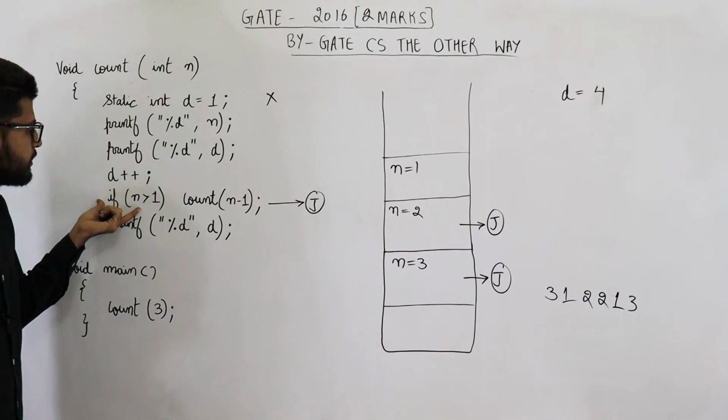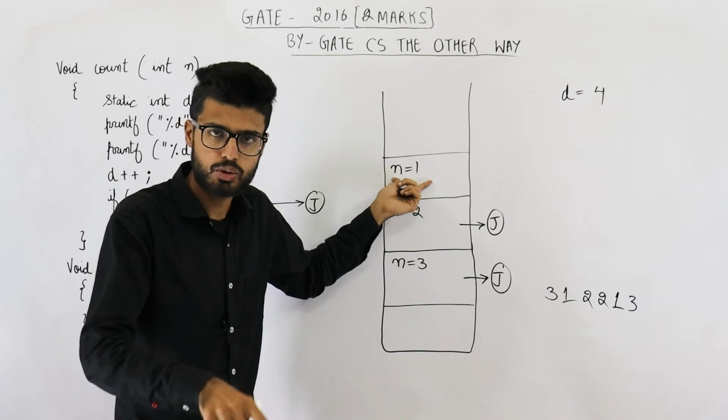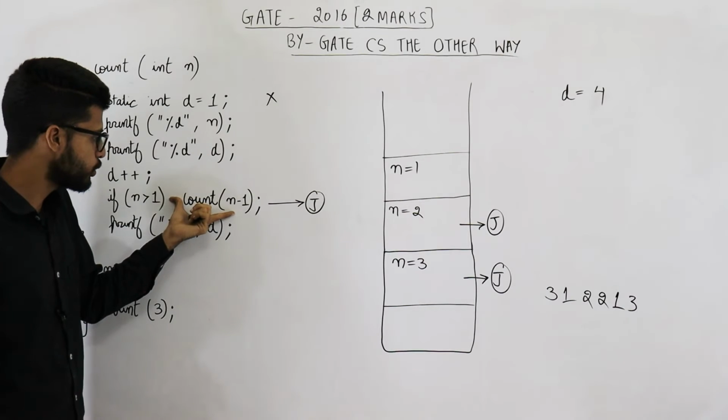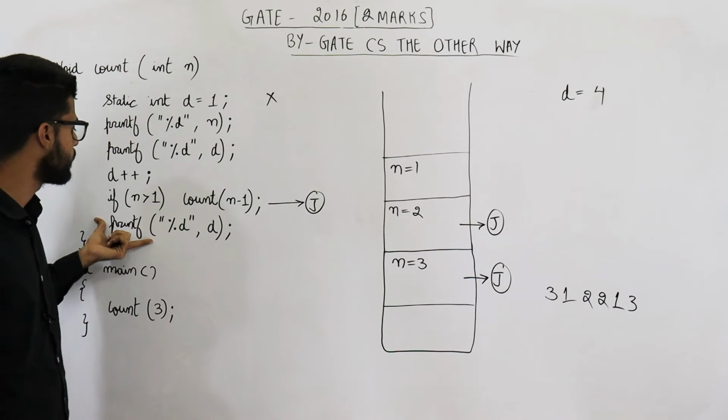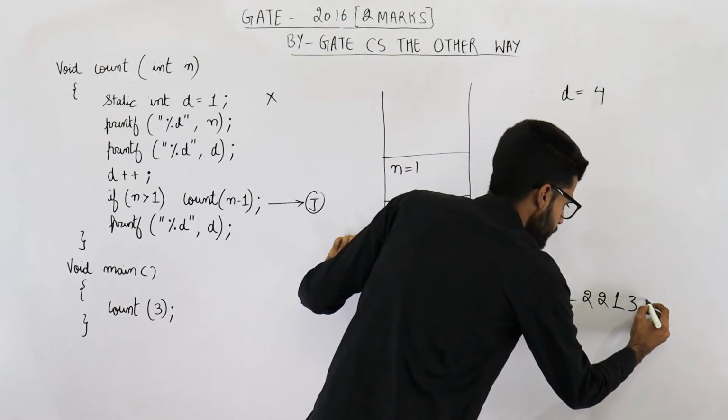Then you have written if n is greater than 1. Inside this, n is not greater than 1, n is actually 1. So the condition is false. That means this line has to be skipped. You will execute the last line. Printf d. What is d? D is 4. 4 is printed.